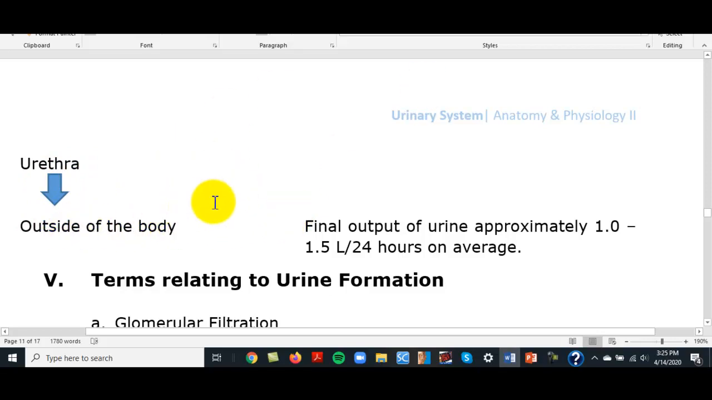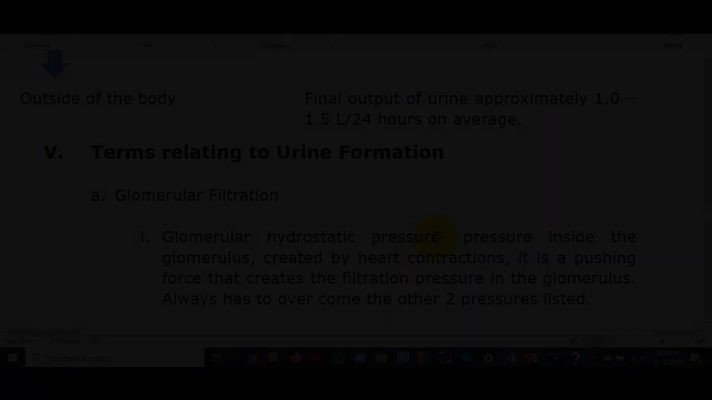So if you remember with our little summary, we started out with 180 liters, and like it says here, approximately 1 to 1.5 liters every 24 hours on average. So 98% of everything that got filtered did not leave the body.